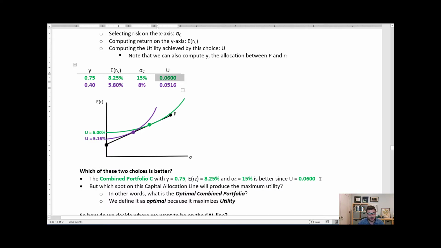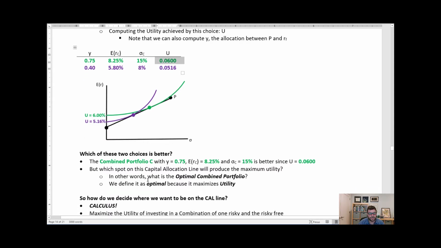So here's my next question. Which spot along this line, everything is achievable between R_F and P, which of these is the best? Which will produce the maximum utility? In other words, what is the optimal combined portfolio?